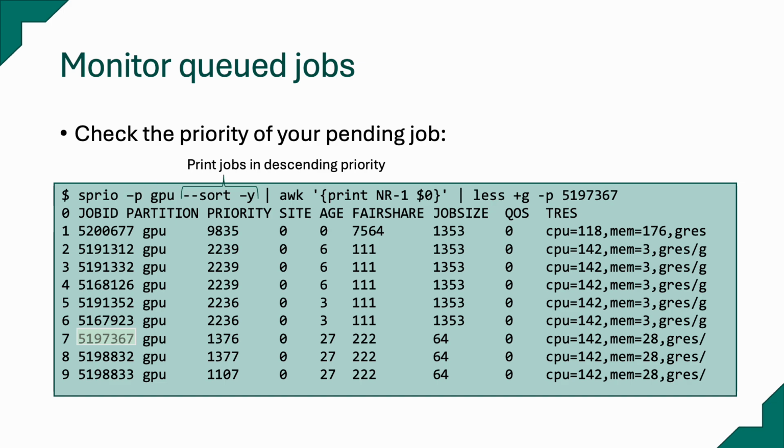These two flags, sort and white, tell the command to print jobs in descending priority, so showing those with higher priority first, which are the ones that will run first. This part of the command tells Bash to add line numbers. And this part highlights our job ID for better visualization.